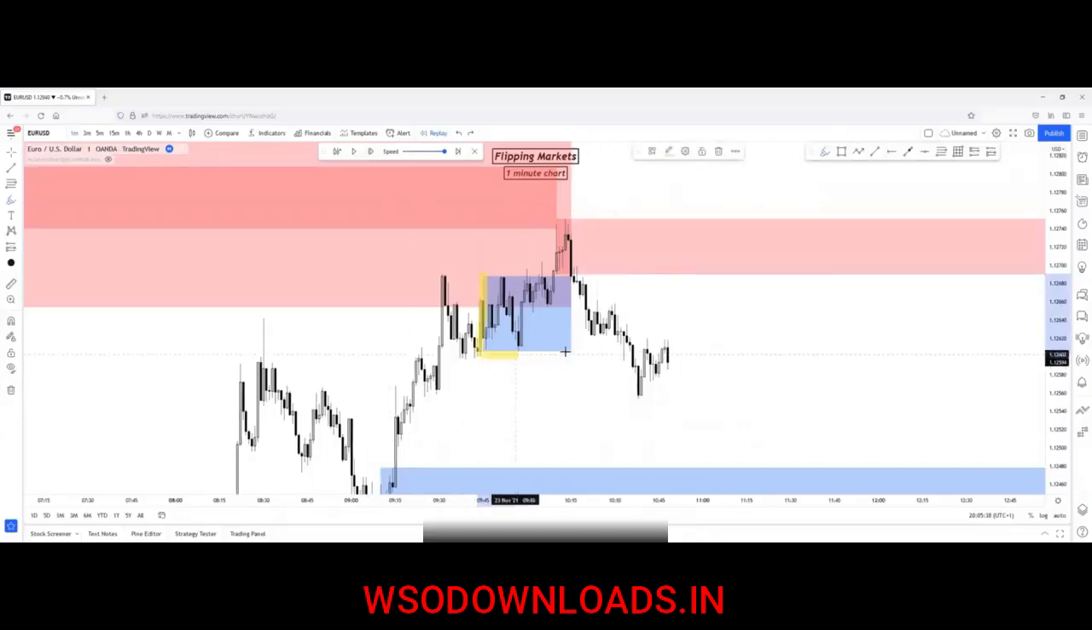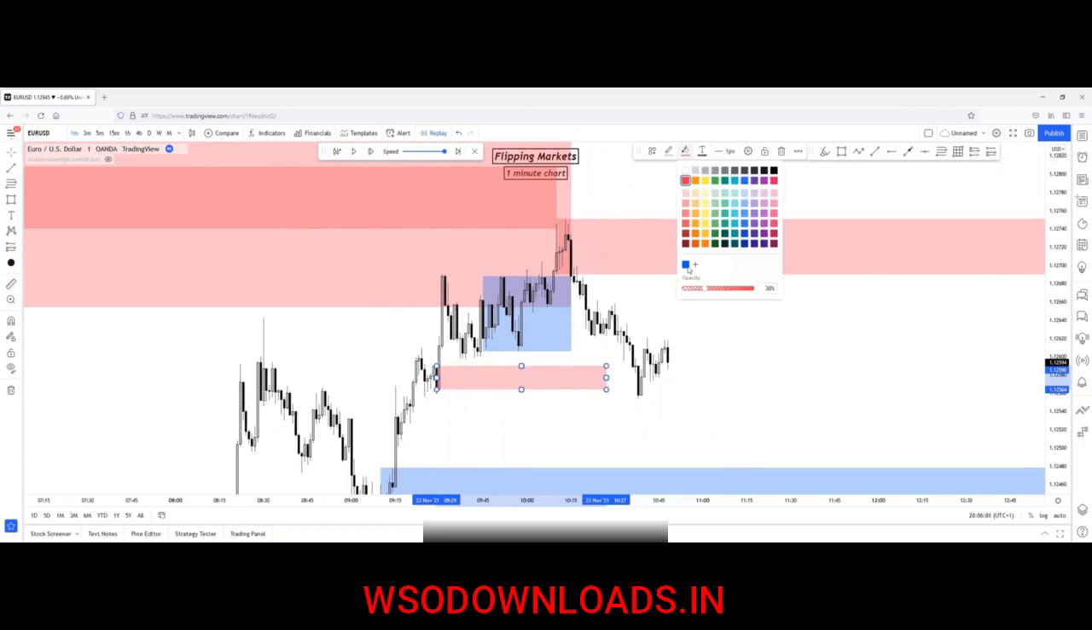As you can see, this was the last 5-minute demand zone that created a new high on the 5-minute chart, and also this was the 15-minute inside bar that we just refined on the 5-minute chart. Okay, this was the 15-minute supply zone, and this is the 4-hour supply zone. As you can see, price actually tapped this 4-hour supply zone after a huge inefficient push, and this was the last demand zone that caused that push.